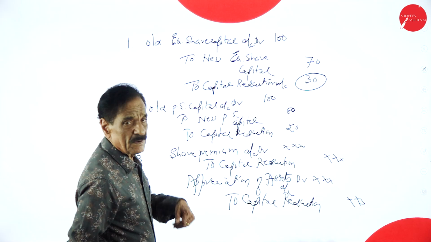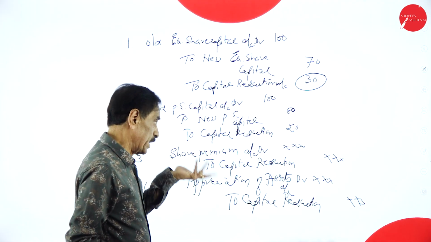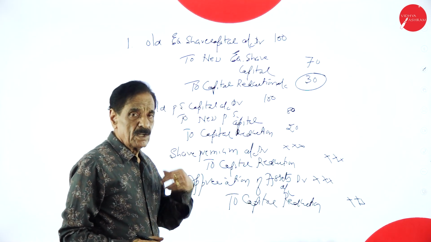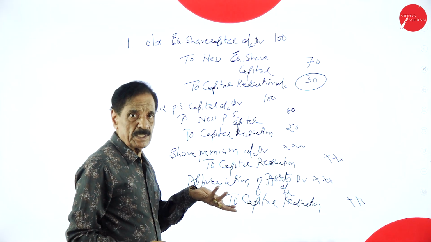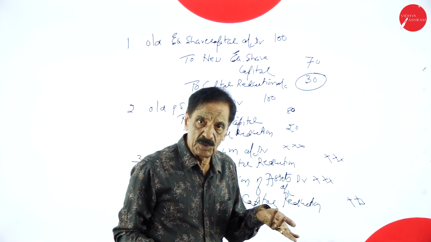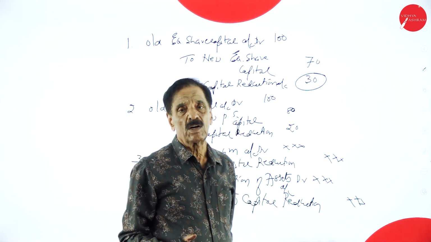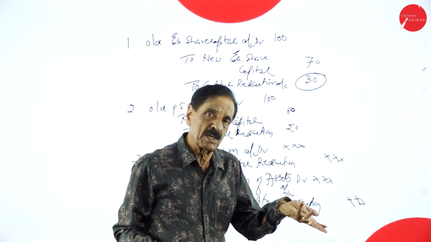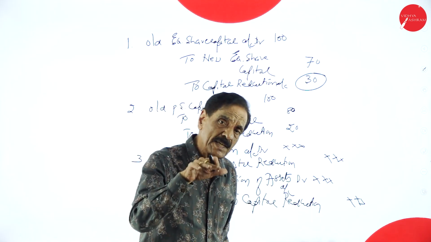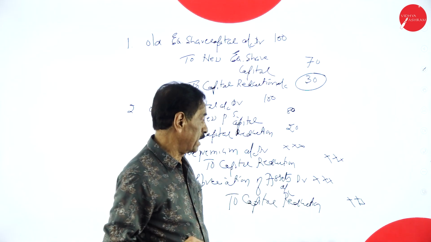Then your capital reduction money can be utilized to remove the goodwill, to remove the preliminary expenses, to remove the depreciation, to remove the reconstruction expenses. Whatever the difference, that will go to capital reserve.